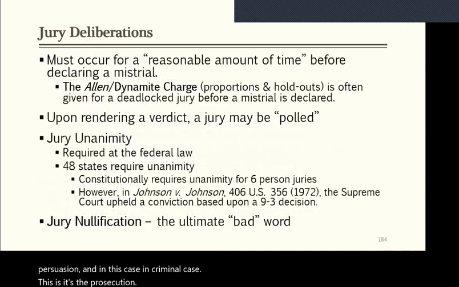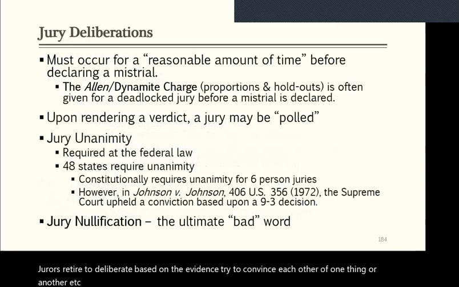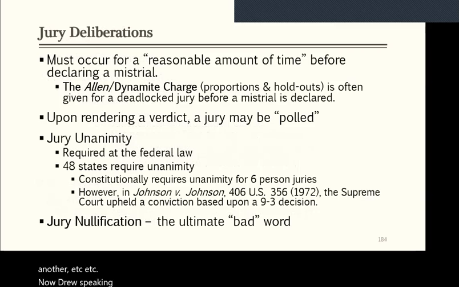Then, once the trial has ended and the testimony has ended, jurors retire to deliberate based upon the evidence, try to convince each other of one thing or another, et cetera, et cetera. Now, generally speaking, we must allow jury deliberations to occur for a reasonable amount of time before we declare a mistrial, right? And so what happens a lot of times is we have what's called the Allen charge or the dynamite charge, right?